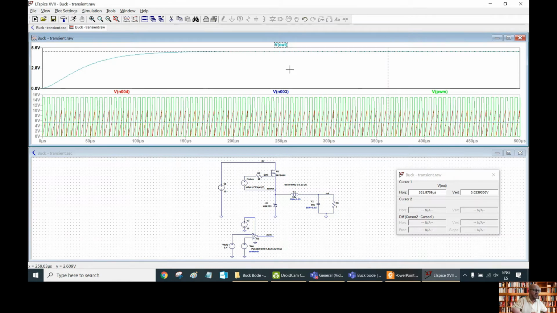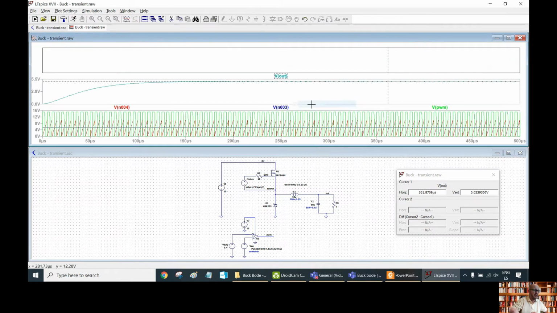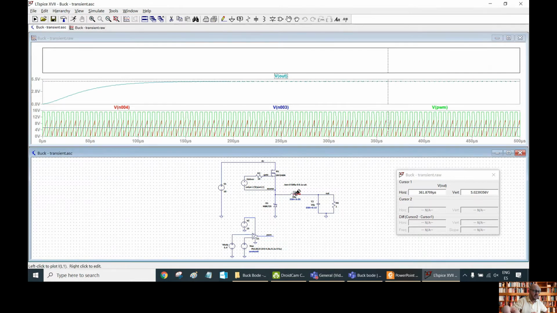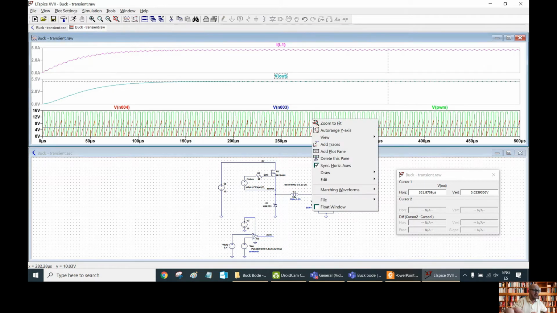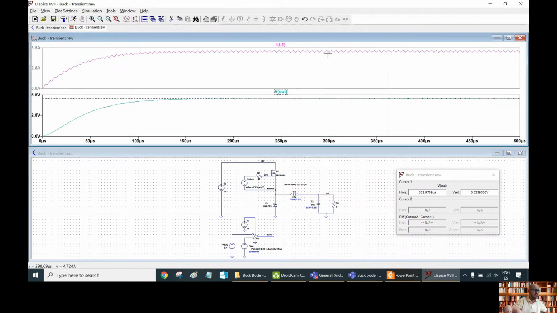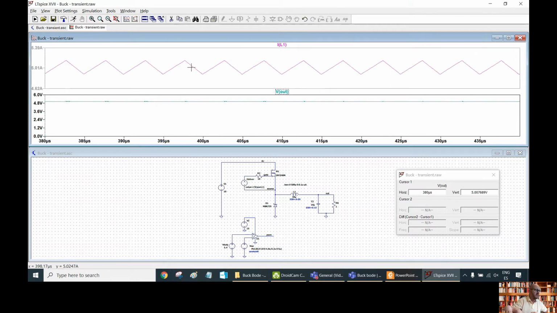We can also add another plot pane and see, for example, the current through the inductor. We can delete this pane now to see this better. So with this we can see that everything is working fine in our converter in this transient simulation, and now we can go ahead and obtain the frequency response of this converter.